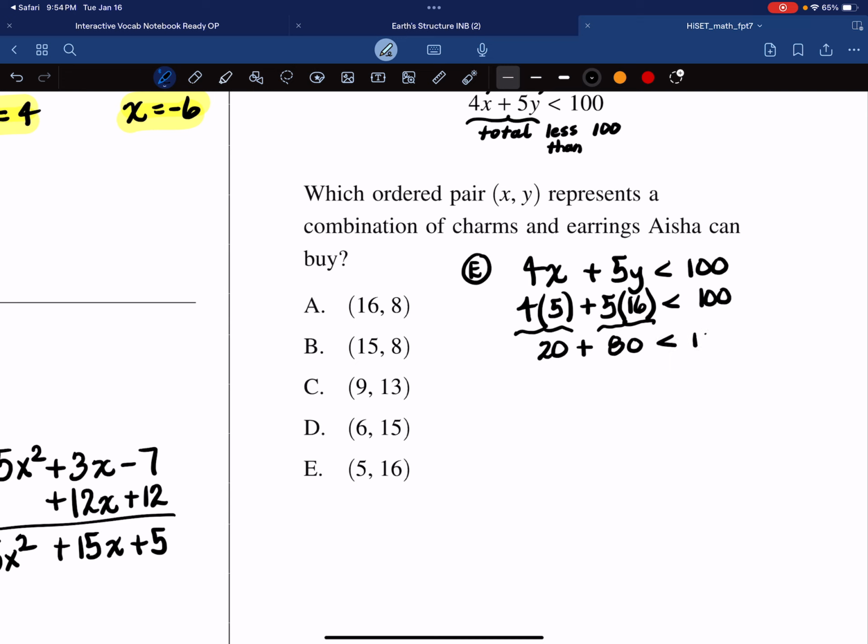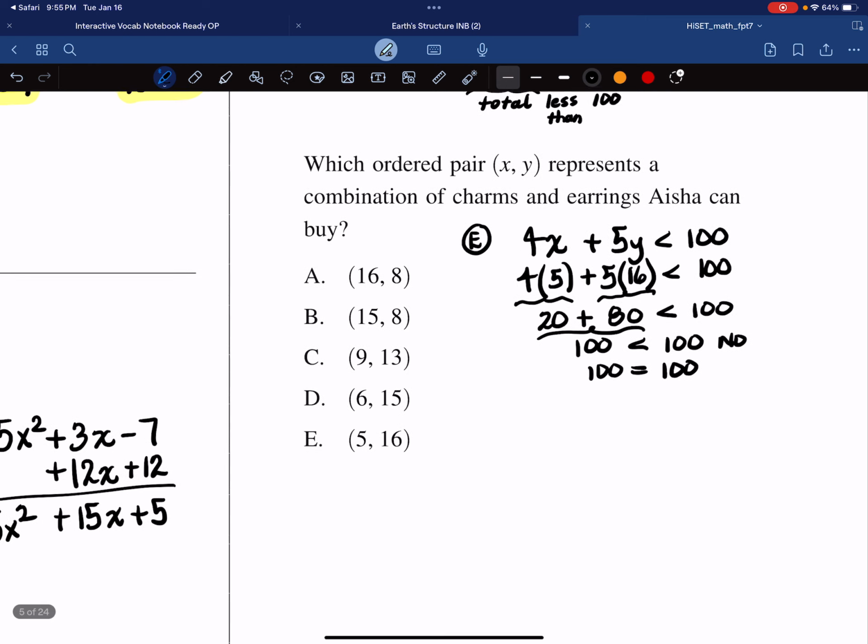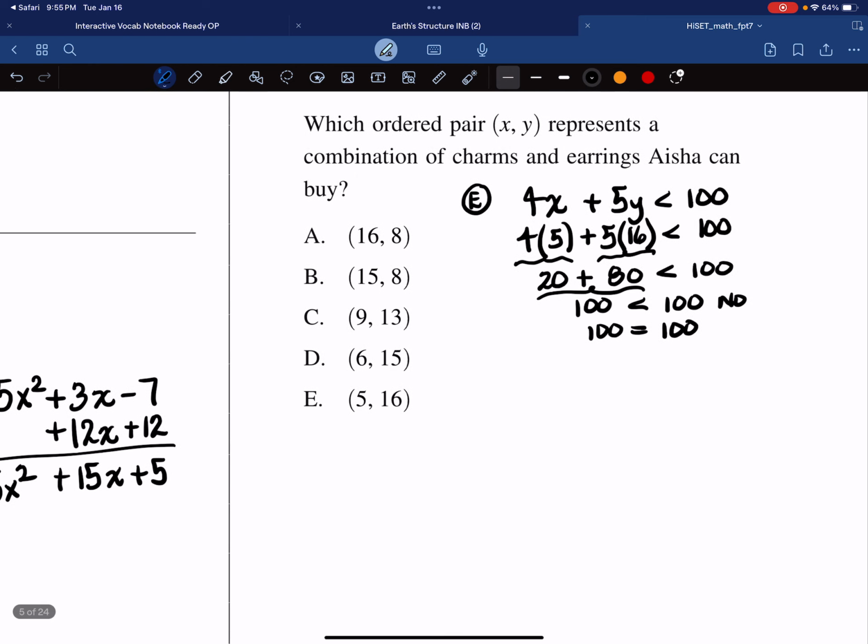We want it to be less than 100. Is 100 less than itself? No. 100 is equal to 100. So E is not the answer. The strategy may not work on this one. Let's go back to D and see what we get.